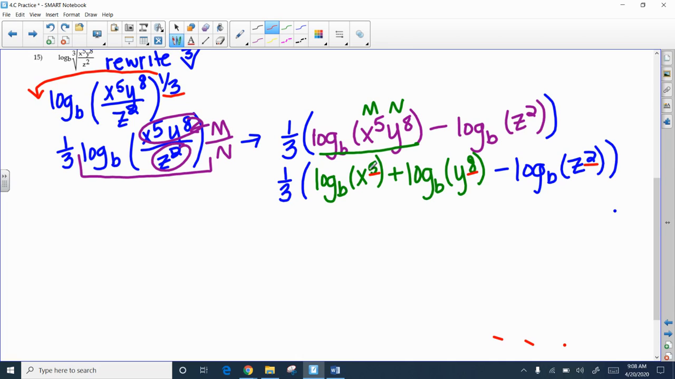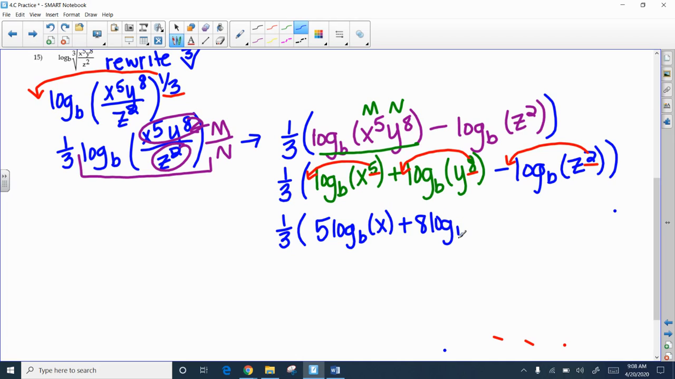So each of these has an exponent. So I have to deal with all of those. So the 5 goes in front of this expression, the 8 goes in front of this expression, and the 2 goes in front of that expression. So now I have the 1/3 in front, and then here I have 5 log base b of x plus 8 log base b of y minus 2 log base b of z. And that whole thing is in parentheses, and I have a 1/3 in front of the whole expression.